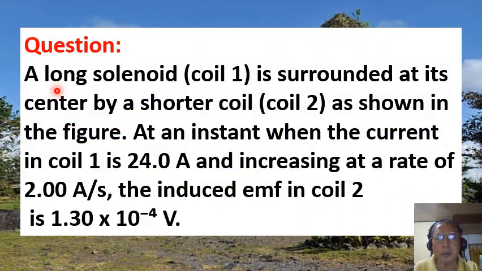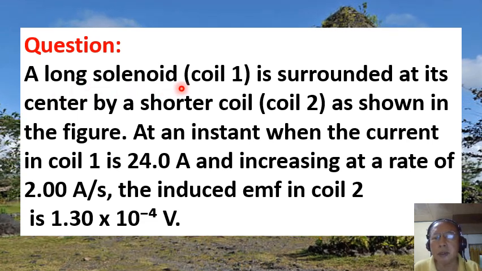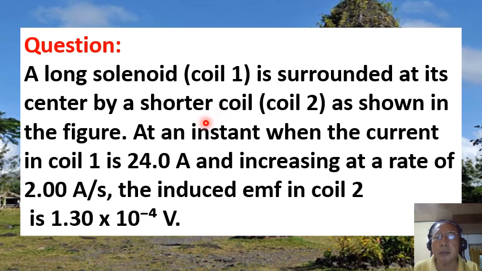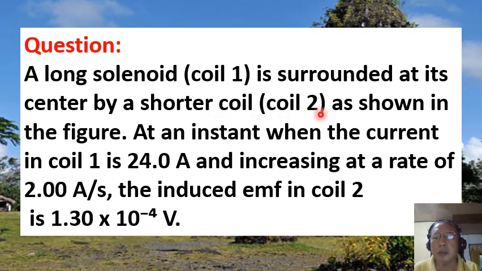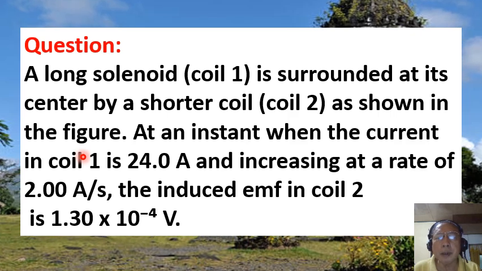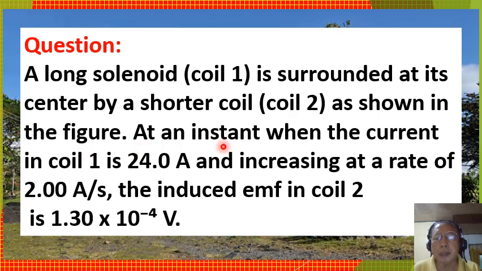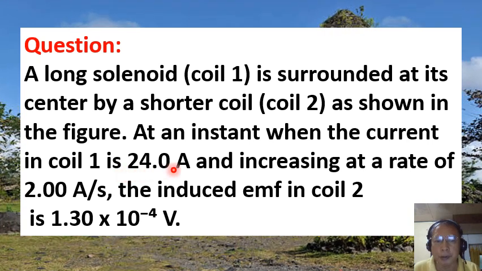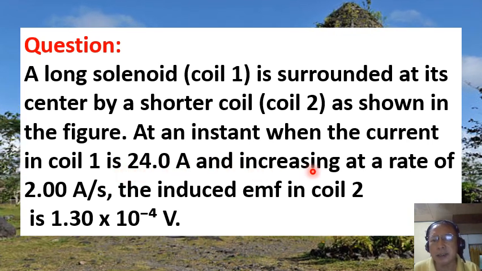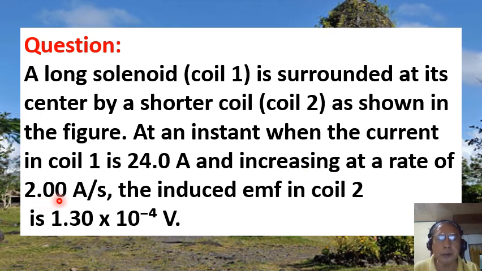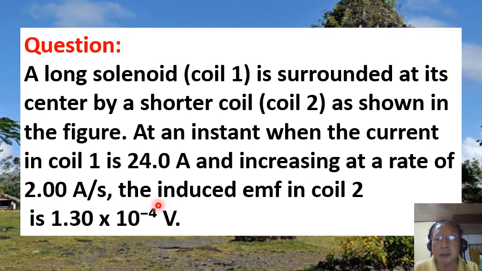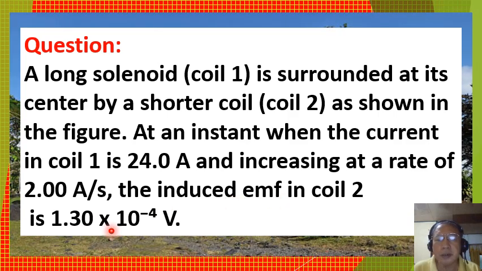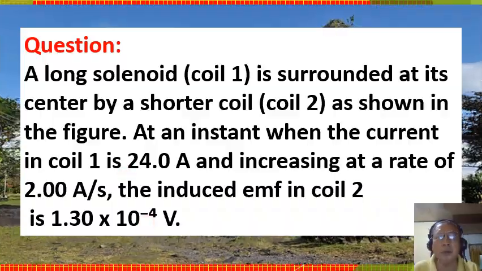Here's the question. A long solenoid, that's coil 1, is surrounded at its center by a shorter coil, or coil 2, as shown in the following figure. At an instant when the current in coil 1 is 24.0 amperes and increasing at the rate of 2.00 amperes per second, the induced EMF in coil 2 is 1.30 × 10^-4 volts.